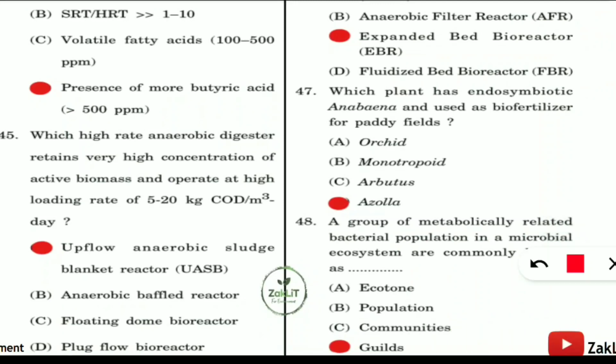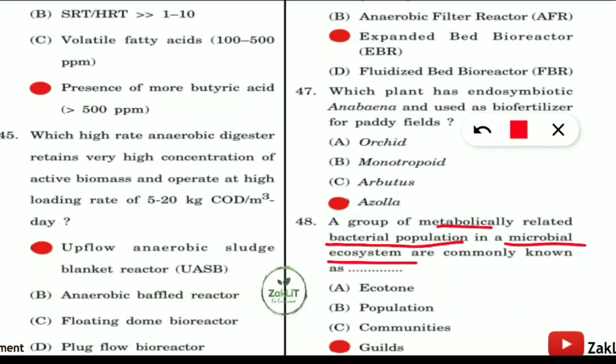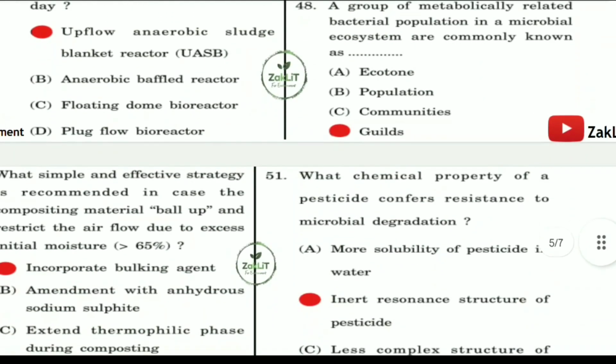Coming to the next question, question number 48. A group of metabolically related bacterial population in a microbial ecosystem are commonly known as what? They are known as guilds. Yes, this term you should note down. A group of metabolically related bacterial population in a microbial ecosystem is called a guild.